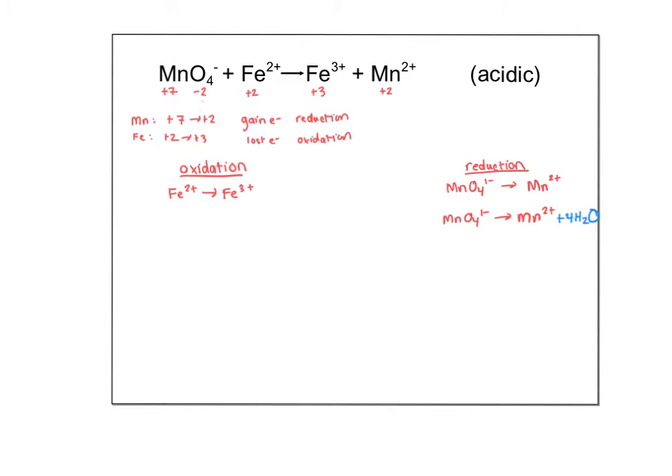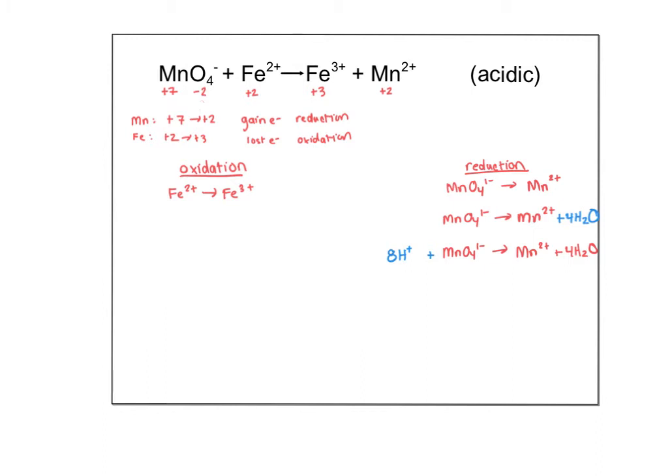But unfortunately, now I'm not balanced with my hydrogens. On this side, I now have 8 hydrogens that are not on this side of the equation. So what do we do to balance hydrogens? We're going to add H plus ions, and I need 8 of them.